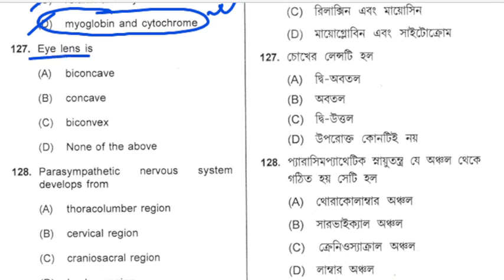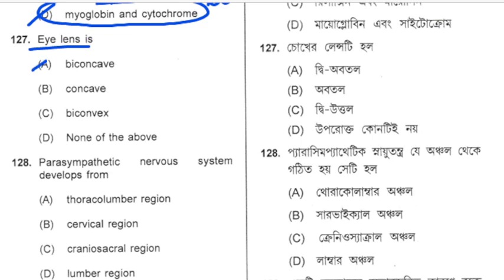The eye lens is biconvex, concave, biconvex or none of the above. So the eye lens is biconvex.